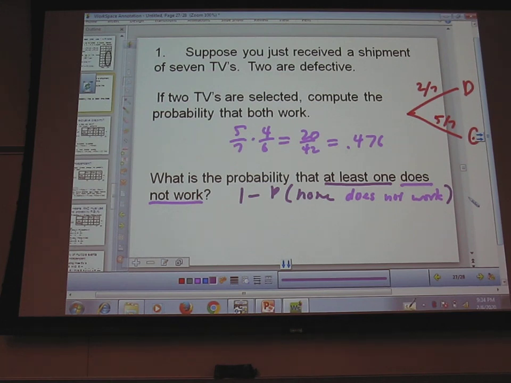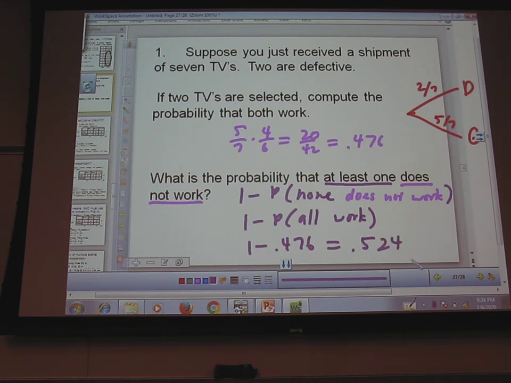You've got to really think about that. So that's equal to 1 minus the probability that they all work. None does not work. It's a double negative. That's the problem with this: whenever you get the all and the none, you're going to get some that are double negatives. That's kind of the nature of it. So we already have the probability they all work. 1 minus 0.476 is 0.524. Good?